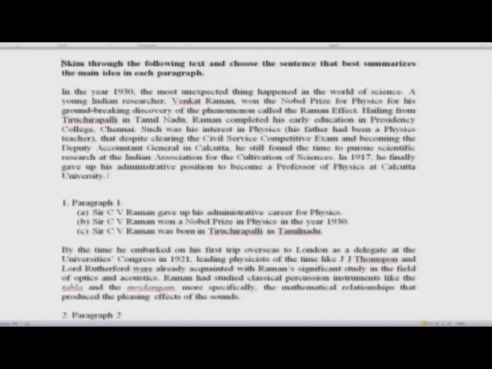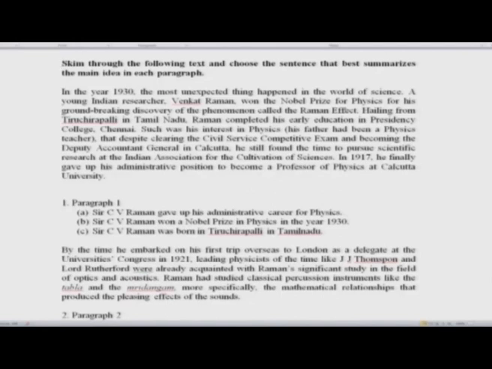So, what are the key words in this particular paragraph? You know the year 1930, what happened? Young Indian researcher, this is a key word. Which young Indian researcher is this about? This is about C.V. Raman. What happened in the year 1930? He won the Nobel Prize for Physics. So, Nobel Prize for Physics is again a key phrase for us. For what? A phenomenon called Raman effect.